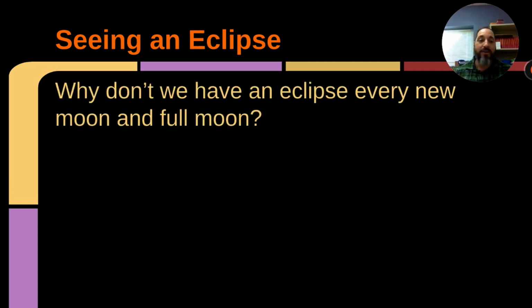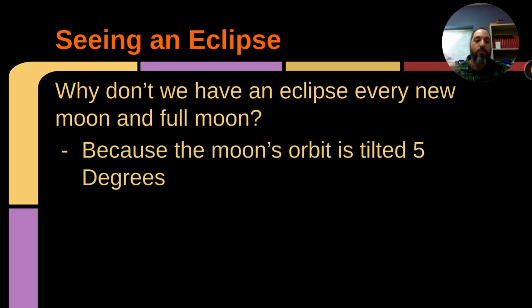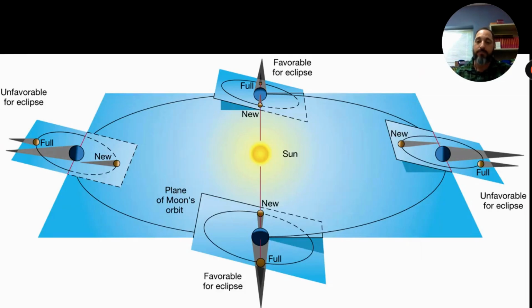So why don't we have an eclipse every single new moon and full moon? You'd expect, right? If the moon is going to be blocking, it's going to be blocking every single month. Well, because the moon's orbit is tilted at 5 degrees. It doesn't go along with the ecliptic.